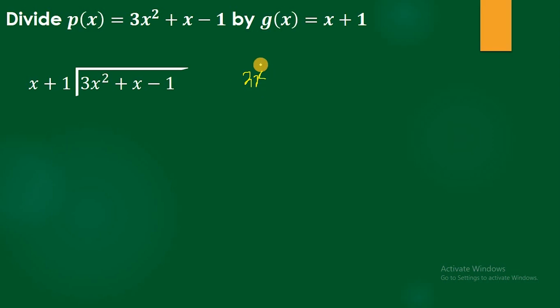3x square. So we'll divide this by the first term of the divisor, that is x. So x and x get cancelled. You will get 3x. So we'll write this 3x in the quotient.